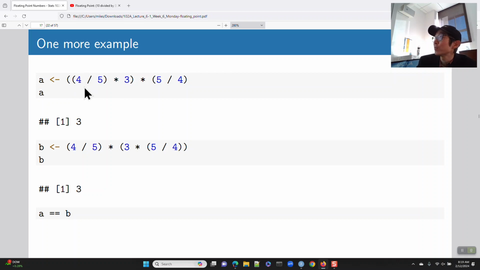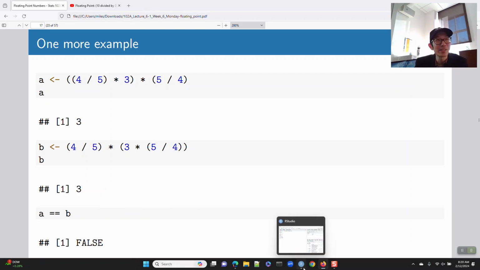Again, 4 divided by 5 times 3 times 5 fourths. So 4/5 times 3 times 5 fourths is 3. Is A equal to B? They're not equal to each other, right? You can try all of these out. These are real, legitimate cases where this is the number 3 and this is the number 3, but they're not equal to each other.